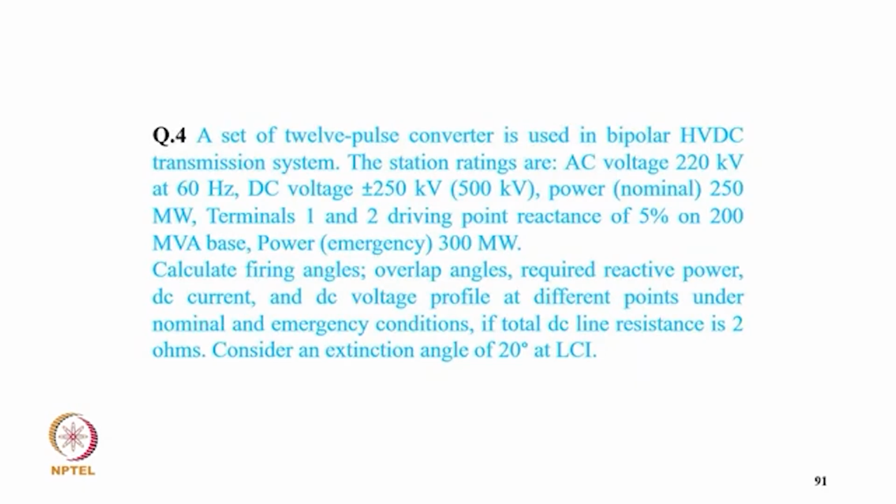Now coming to example 4. A set of 12 pulse converters is used in a bipolar HVDC system. The station ratings are AC voltage 220 kV at 60 Hz, DC voltage plus minus 250 kilovolt, 500 kV, power nominally 250 megawatt, terminal 1 and 2 commutating reactance is 5% on a 200 MVA base, and emergency power 300 megawatt. Calculate the firing angle, overlap angle, required reactive power, DC current and DC voltage at different points under nominal and emergency conditions. If the total DC line resistance is 2 ohm, calculate with an extinction angle of 20 degrees.